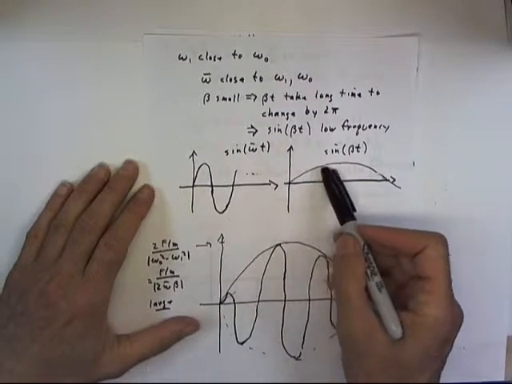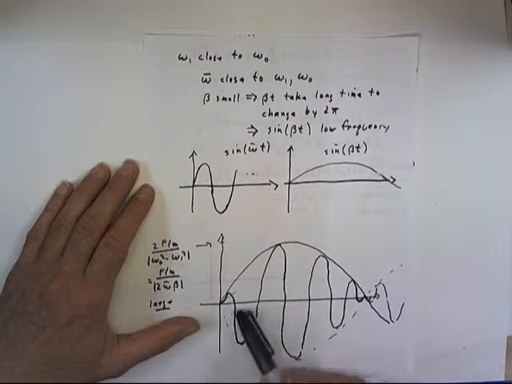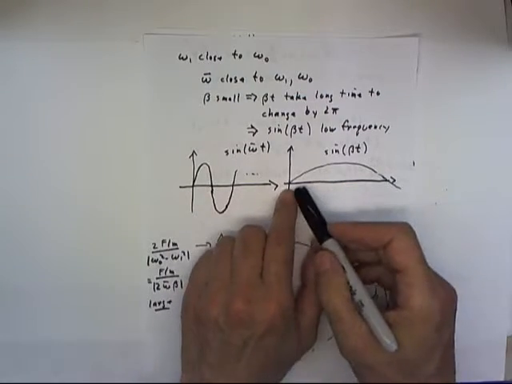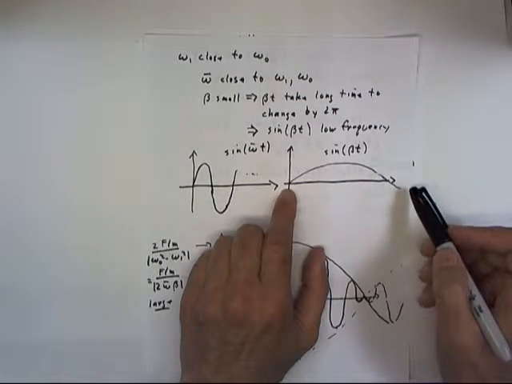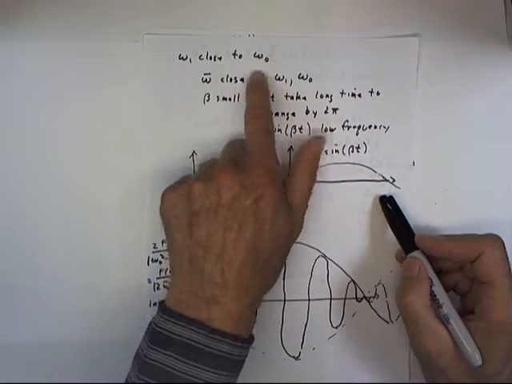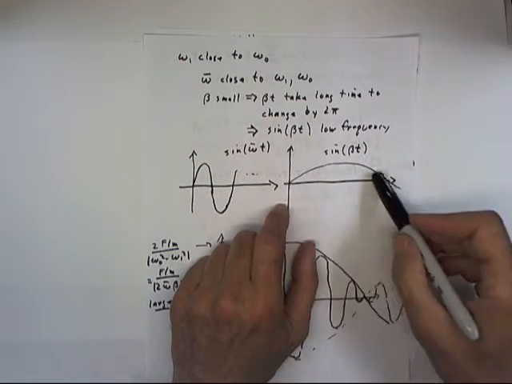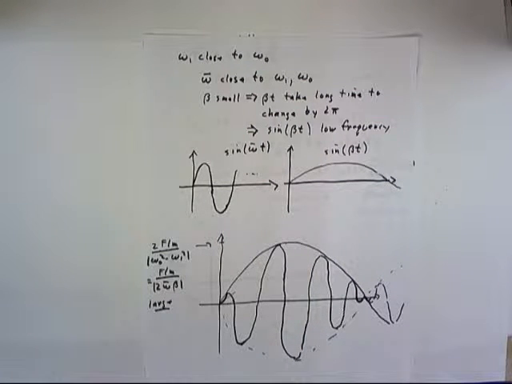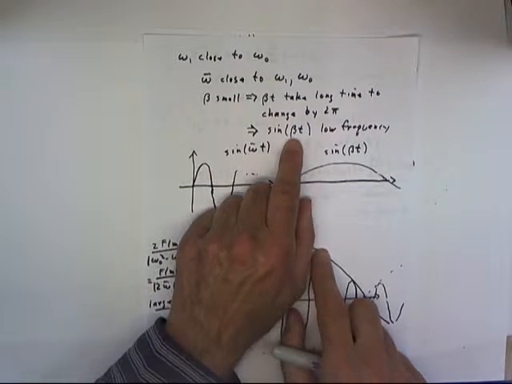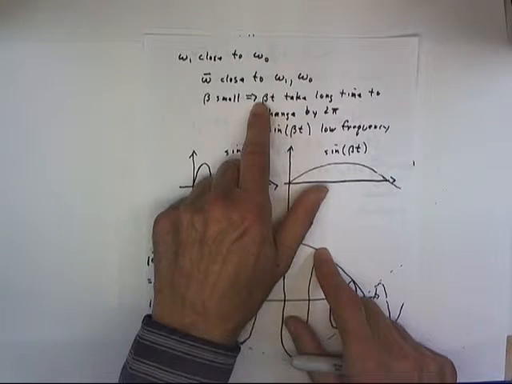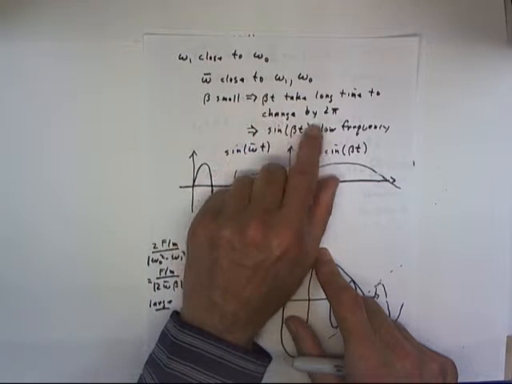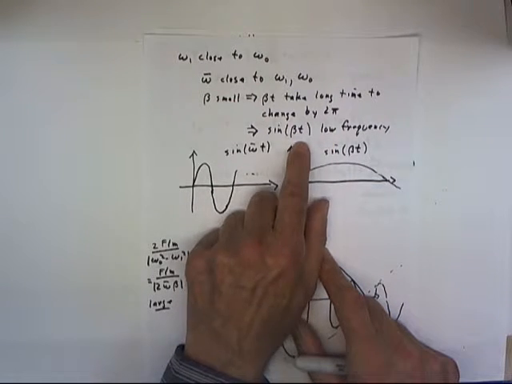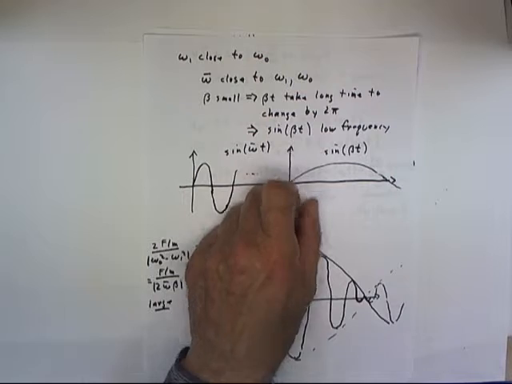So that our sine beta t function, which forms the envelope within which the oscillations occur, develops a longer and longer period. As omega 1 approaches omega naught, the period of this sine function approaches infinity, for the simple reason that beta approaches 0. As beta approaches 0, it's going to take beta t a longer and longer time to change by 2 pi, and clearly the time required to do so is going to approach infinity.